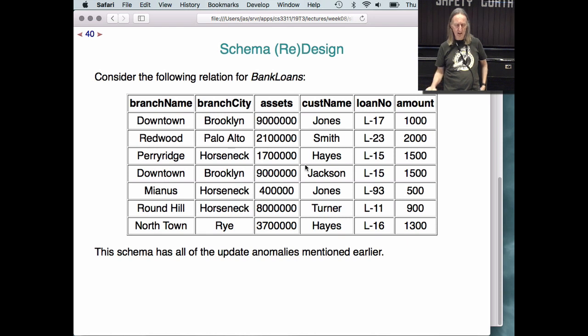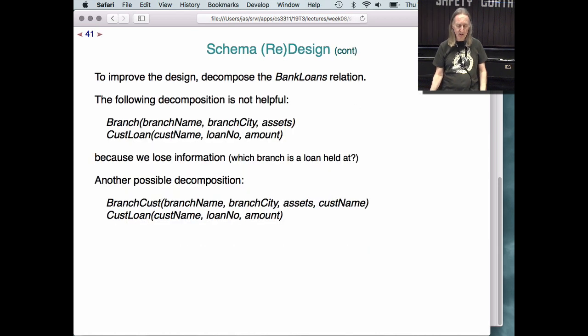So let's have a look at this example here. It's kind of like that bank example we had before, but it's basically talking about loans. So you can see that we've got a standard problem of having information about branches stored in two places. I should have included assets there. So if we do updates, then we have to make sure that we update all of the tuples that reference the downtown branch. So this has got redundancy, and we want to try and get rid of that by doing some kind of decomposition.